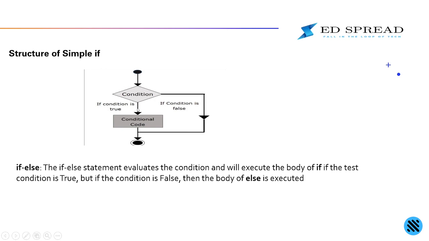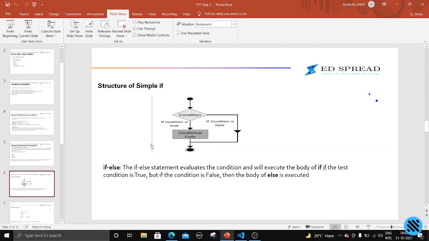It is pointing downwards. What is it doing? It is conditional code. Conditional code is nothing but the statements, the Python code, which is under the if block. If the condition is false, it just goes down here, which means nothing will be printed, and the final output will be generated, and the output window will be empty. Now let us see an example of simple if.